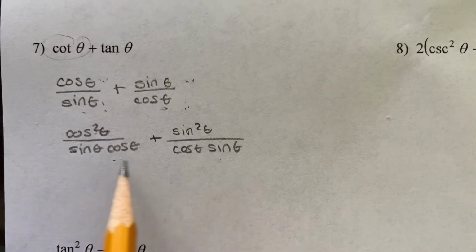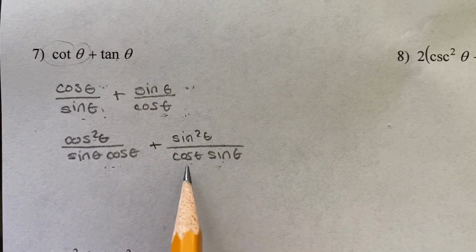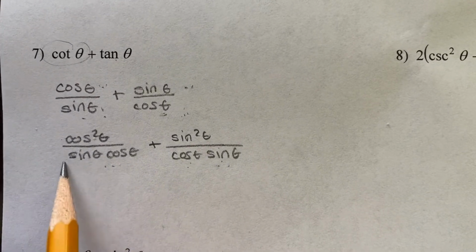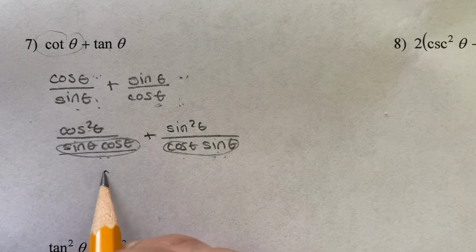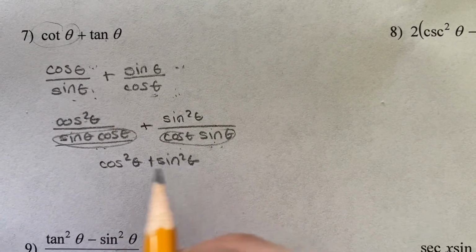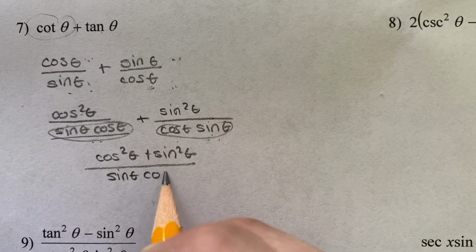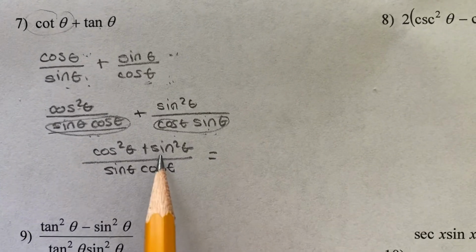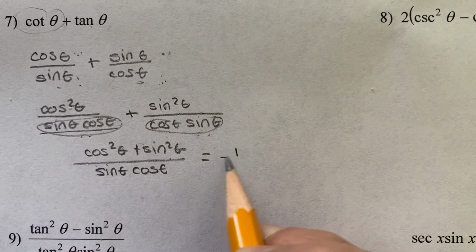Now I have common denominators. The order of this does not matter. Cosine theta sine theta is the same thing as sine theta cosine theta, so these denominators are basically the same. I can say, cosine squared theta plus sine squared theta all over sine theta cosine theta. Well, this is your Pythagorean identity number 1. Cosine squared plus sine squared is 1.